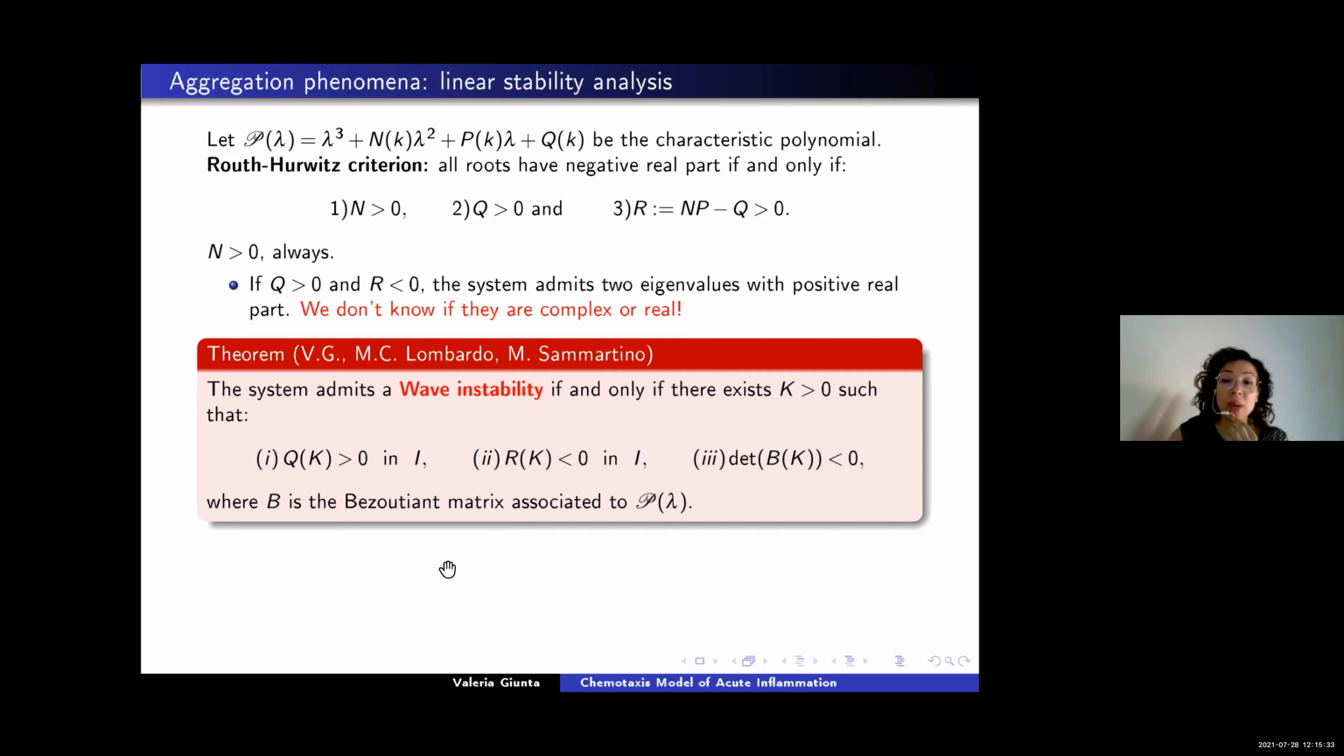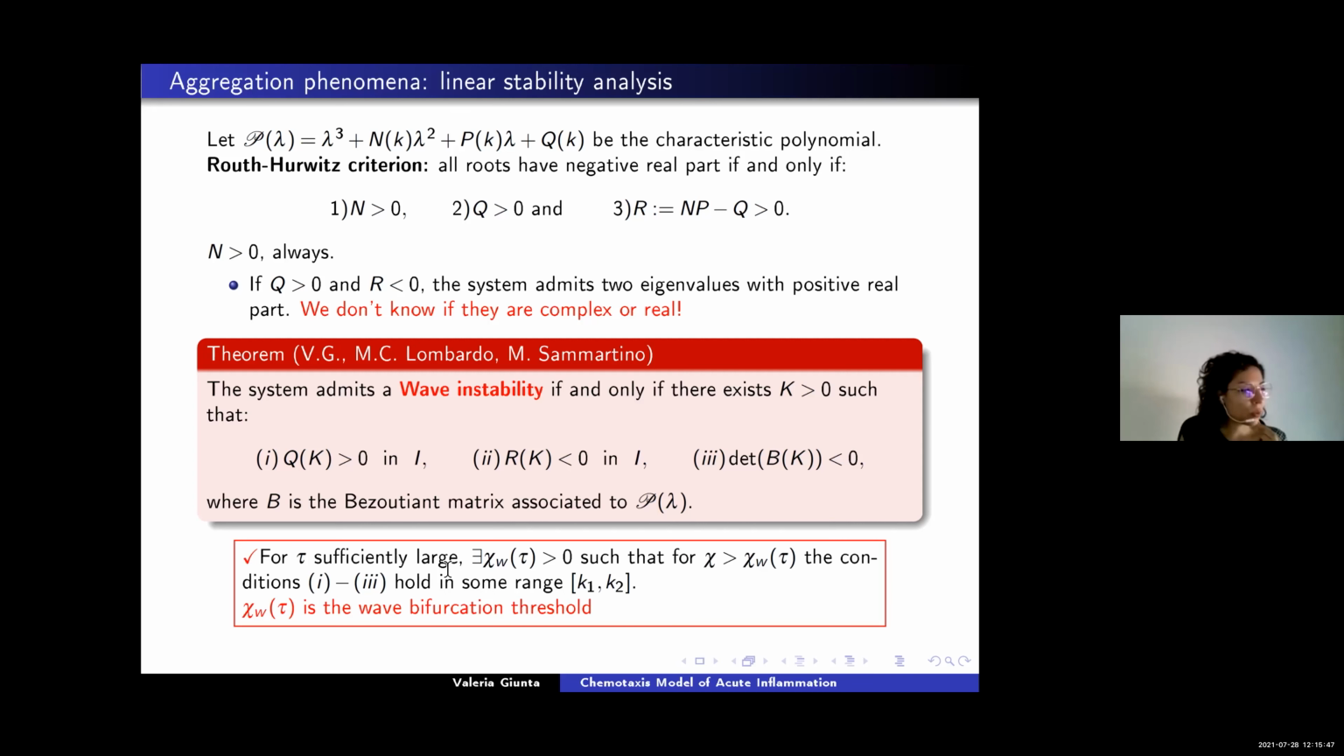So, we have analyzed when the wave instability occurs in our system, because it is a general criterion. And we have seen that if the anti-inflammatory cytokine acts with a sufficiently slow time scale, which means tau is sufficiently large, there exists a wave instability threshold.